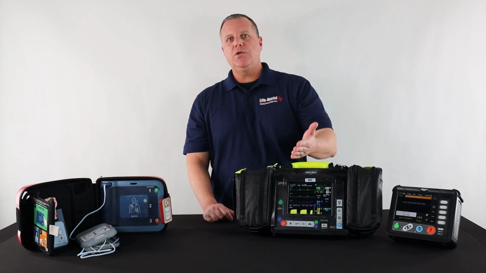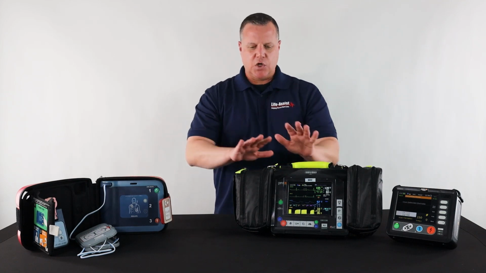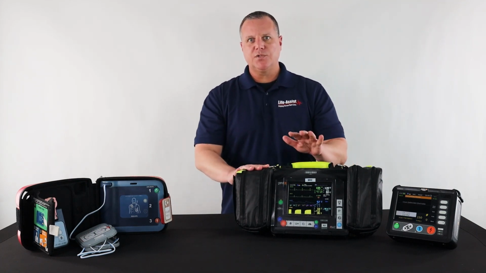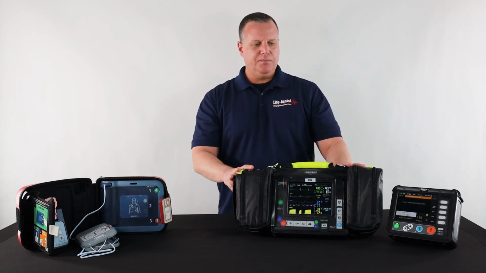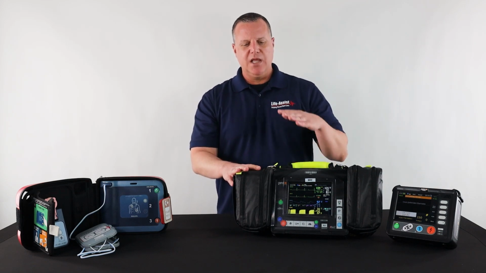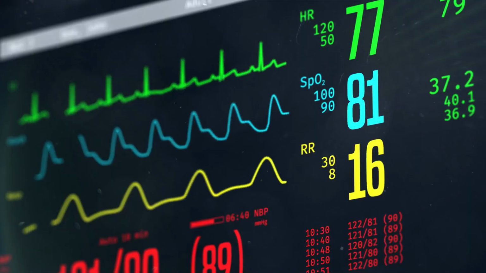So who can use these? A big difference between the AEDs and the cardiac monitors is that the cardiac monitor requires a little bit more training. So someone like an advanced EMT and of course a paramedic is probably going to be more apt to using something like this because it requires the person to understand what is being displayed on the screen and what it all means.